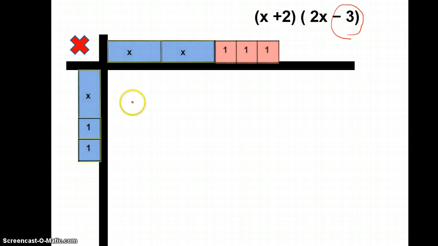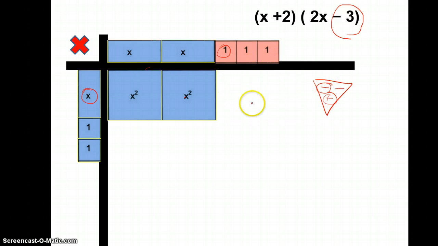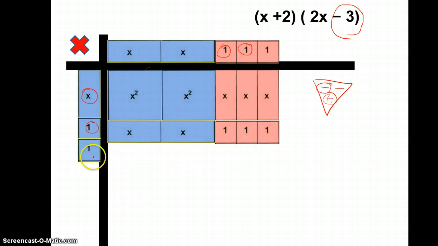x times x is x squared. x times x is x squared. x times a negative. Now again, I have a negative times a positive. Negative times a positive, so these will all be negative, so they'll all be red. Let's try again. 1 times x, x, 1 times x, x. Again, a positive times a negative, positive times a negative. All right, that'll be a negative all the way around. The same thing with this row.